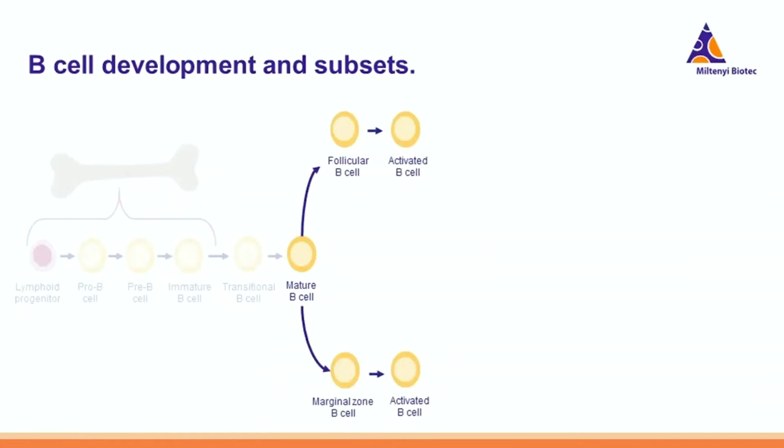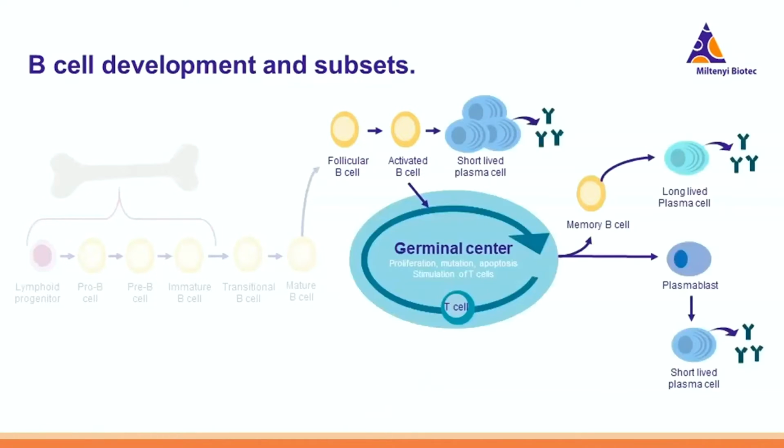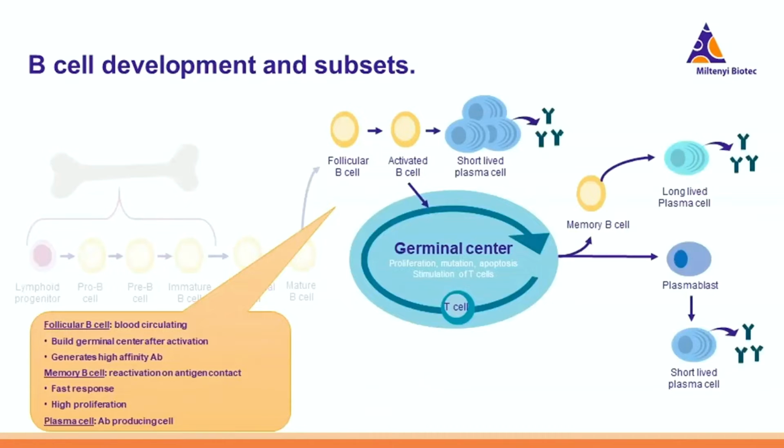Then in the next step, the mature B cells are mainly divided into follicular B cells and marginal zone B cells that can get activated. Here we have the follicular B cells that are getting activated. Those follicular B cells are mainly circulating in the blood. After activation, they build a germinal center, and then affinity maturation is happening. So proliferation, maturation, apoptosis, and also the stimulation of T cells is happening so that we always get the best highly affine, really good antibodies that we want to have.